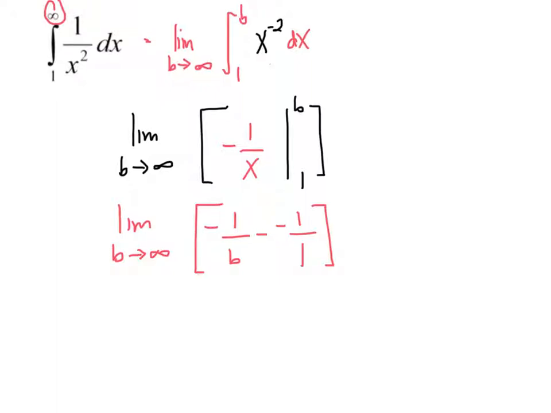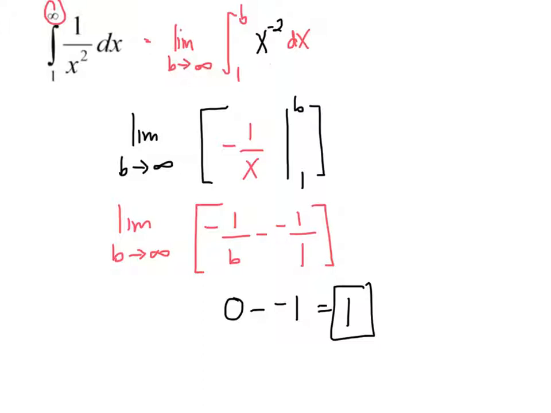So now you've got to think, okay, as b gets larger and larger, what happens to this? Well, as b gets larger and larger, this first fraction approaches 0. The other fraction has nothing to do with b. It's just 1 over 1, so like that. Well, 0 minus negative 1 is 1. And this is the limit of what our area approaches.